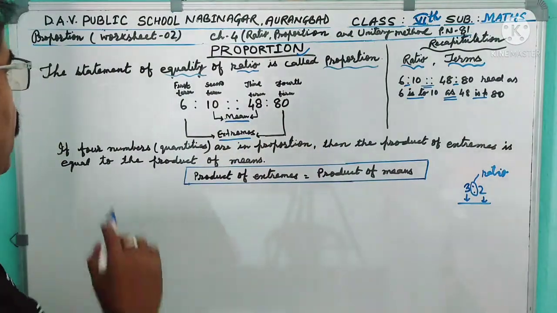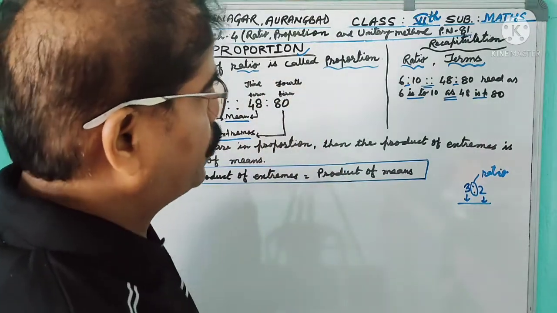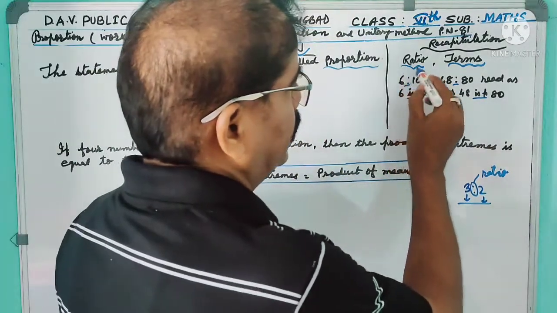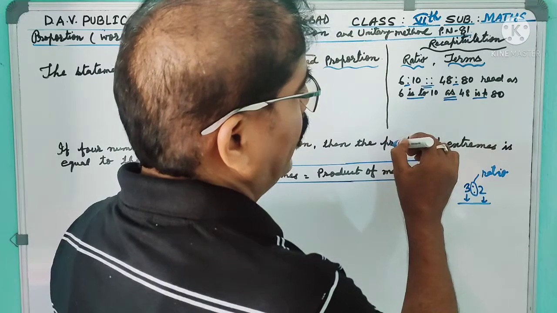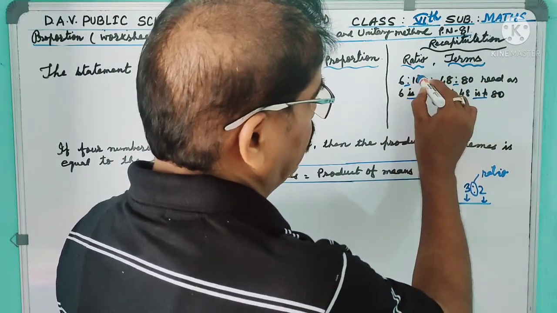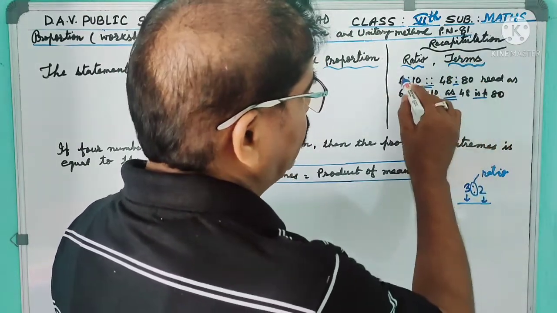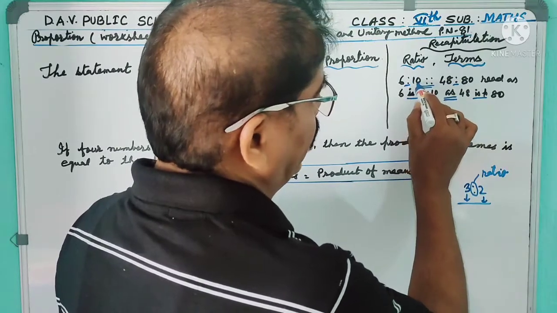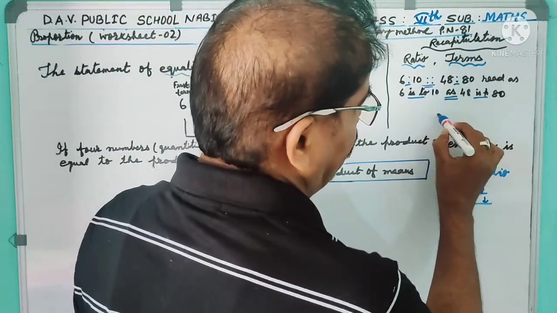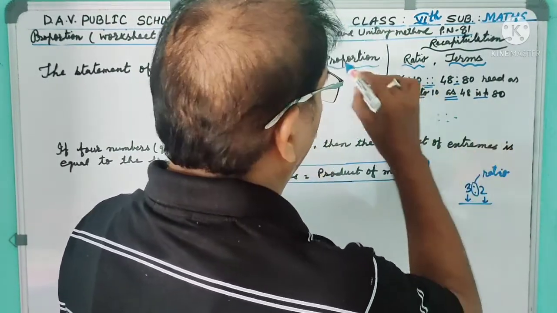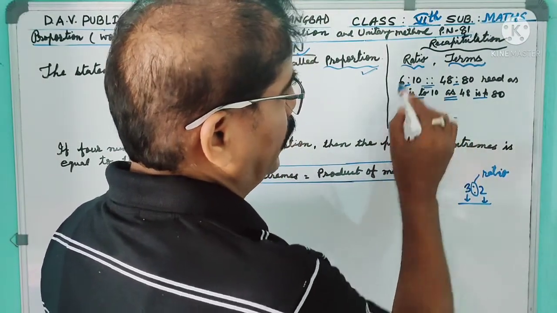The statement of equality of ratios is called proportion, such as 6:10 :: 48:80. Here this is the first term, this is the second term, this is the third term, and this is the fourth term. This sign denotes proportion, and this sign denotes ratio.